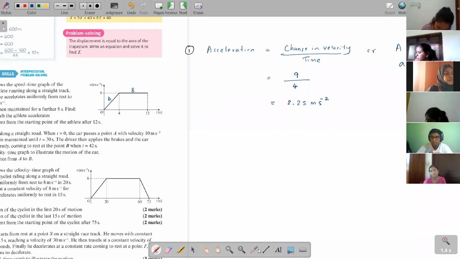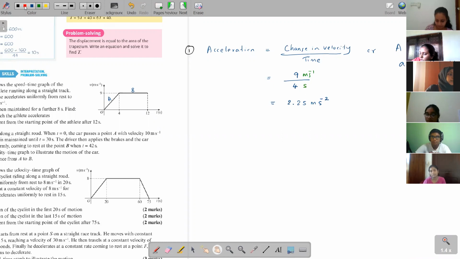The unit is different, meters per second square, because velocity is meters per second. Time is second, so this s also goes up. S minus 1 with another s minus 1 is s minus 2, meters per second square.